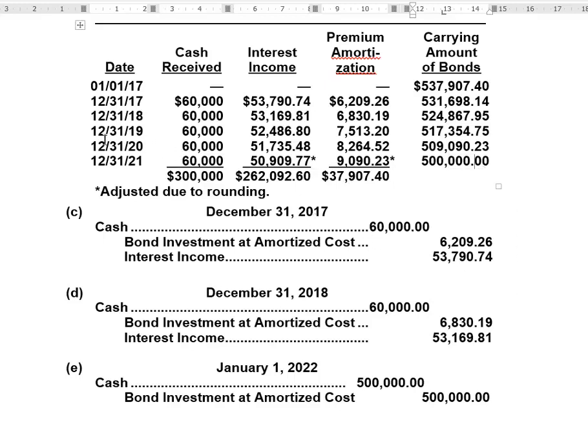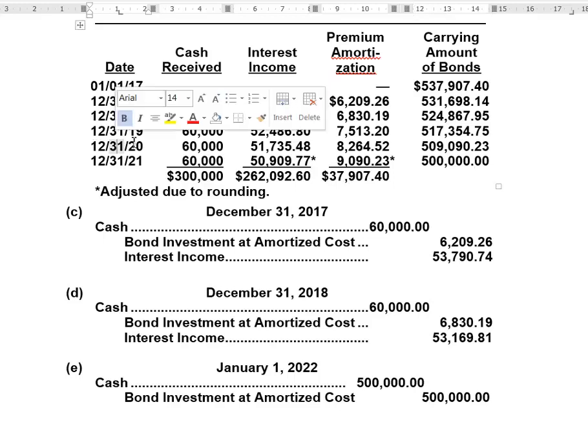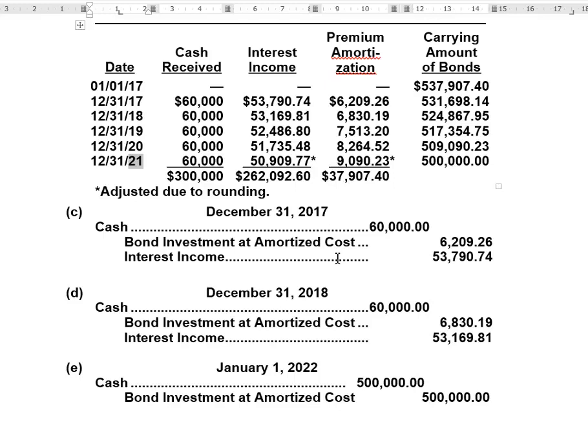Now again, the authors didn't ask you to do the journal entries for 2019, 2020, and 2021 for interest, but again, not to worry, they would be the same entries in the same format as you had for December 31st, 2017 and December 31st, 2018. So for 2019, for this period here, if you had to do the entry, what would you do? Well, you would debit cash for $60,000, you'd credit interest income for $52,486.80, and you would also credit the bond premium amortized for $7,513.20. If you had to do another entry in here, the question just didn't ask you for it.